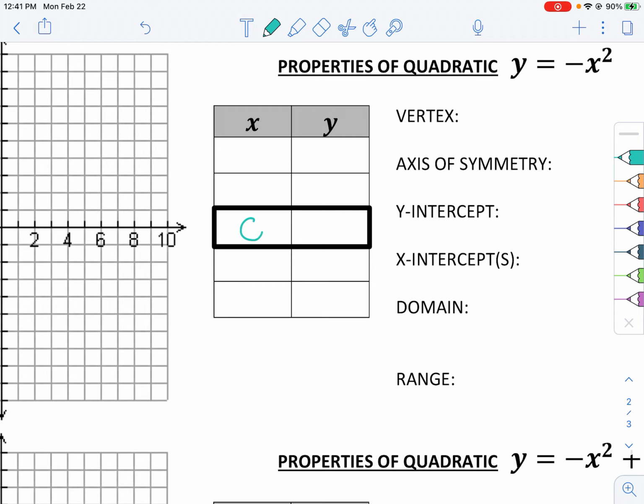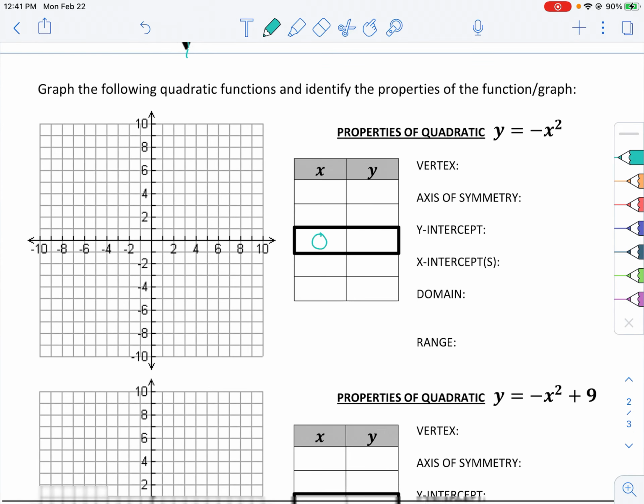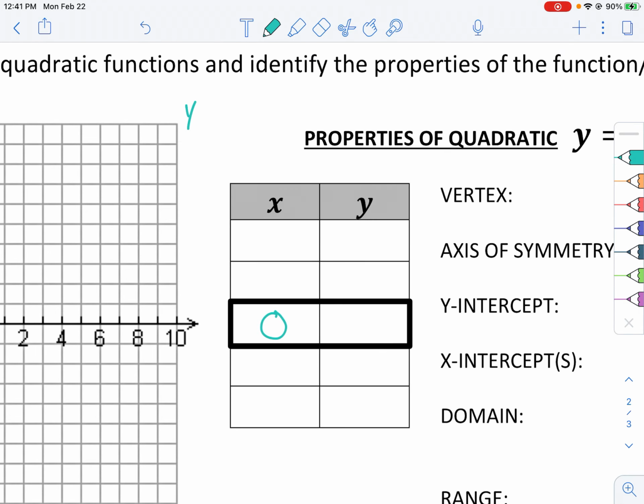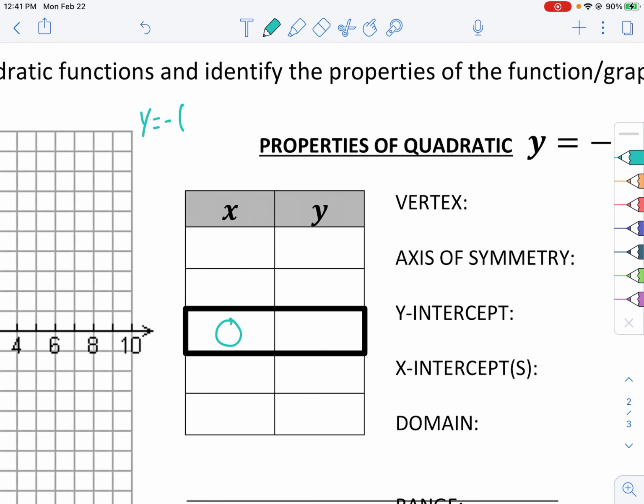In the middle here, this bolded one, we're always going to plug 0 in. So let's plug 0 into this equation. We would have y is equal to negative, and then only into the x do we put the parentheses. So the parenthesis is not in front of the negative, it's behind the negative. So we plug in the 0 and we square it. This is going to give us y equals negative 0, which is just 0. So we get 0 when we plug in 0.